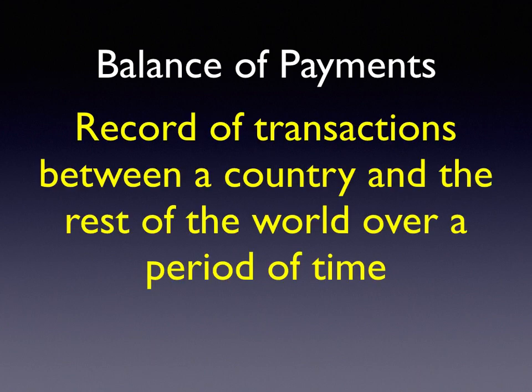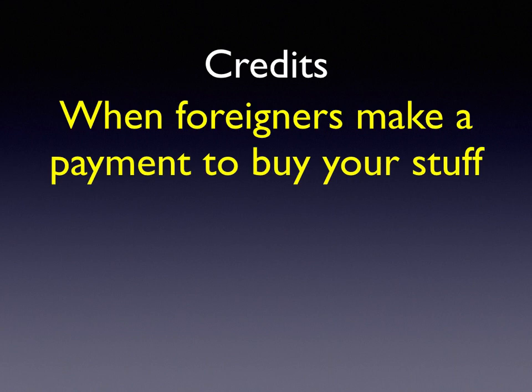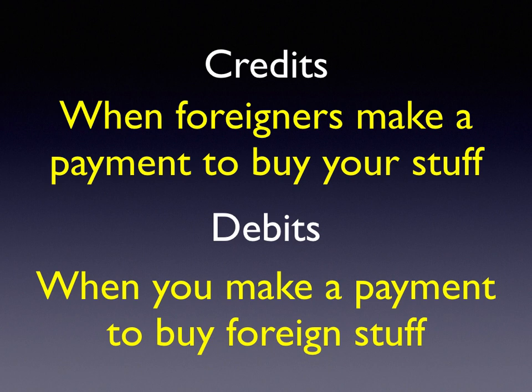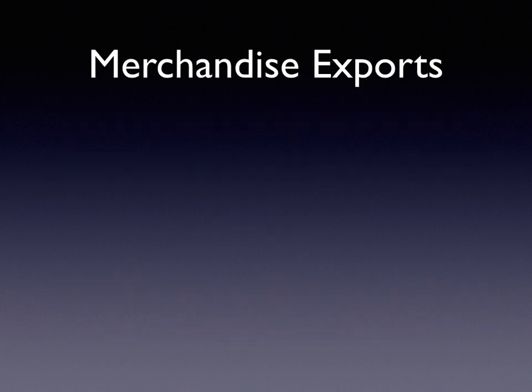So the balance of payments is a record of transactions between a country and the rest of the world over a period of time, usually 1 year. Credits occur when foreigners make payments to buy your stuff. Debits occur when you make a payment to buy foreign products, goods, and services.